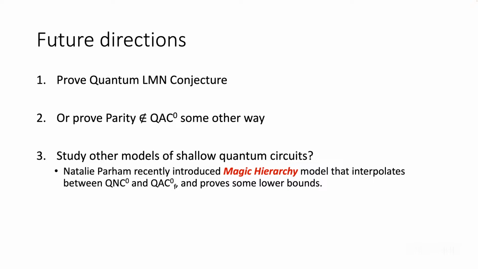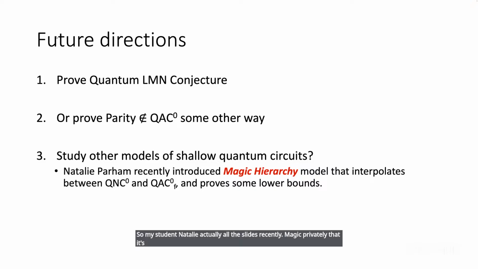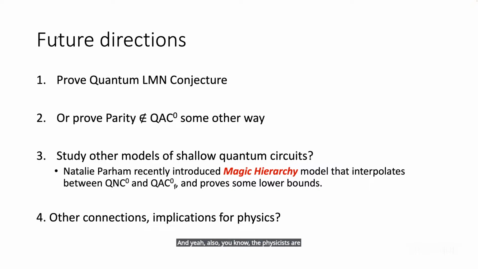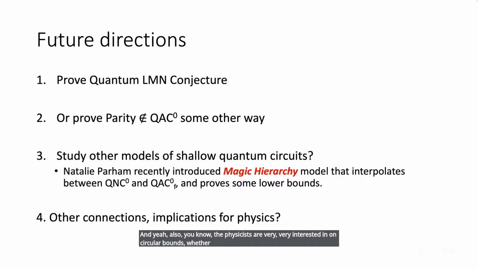result. More broadly, QAC0 is interesting, but it's also just one choice, one baby step beyond constant depth circuits. There are other models that you can try, where it's more tractable to prove lower bounds. So my student Natalie, along these lines, recently introduced a magic hierarchy, a hierarchy of circuit models that interpolate between QNC0 and QNC1. And she proved some interesting new lower bounds for this hierarchy. So there are new techniques and new things to try beyond just focusing on QAC0. And also, the physicists are very, very interested in quantum circuit lower bounds, whether they know it or not. So it'd be nice to find more.